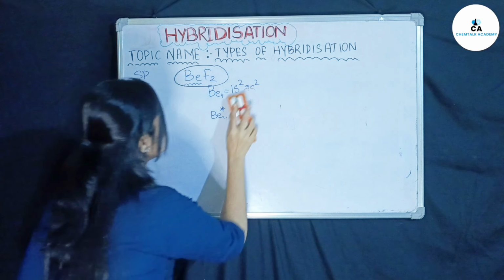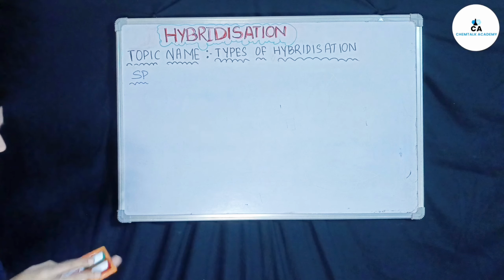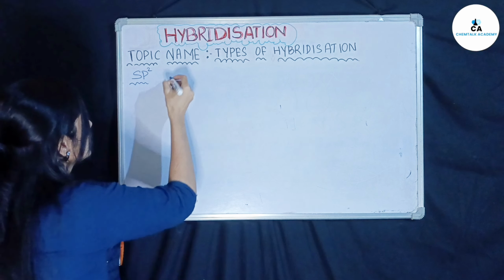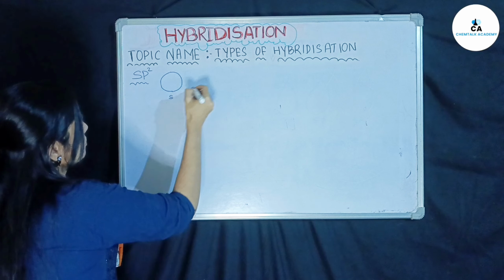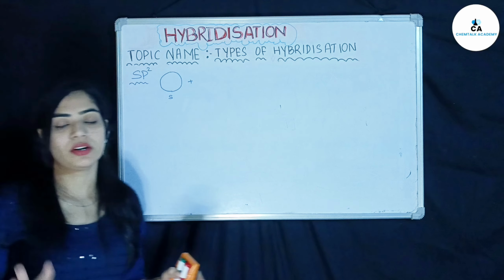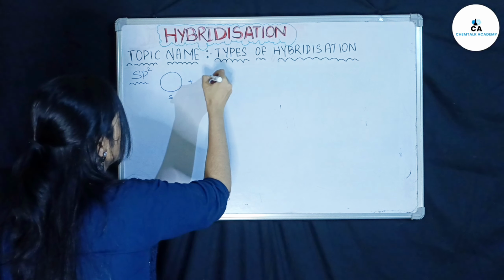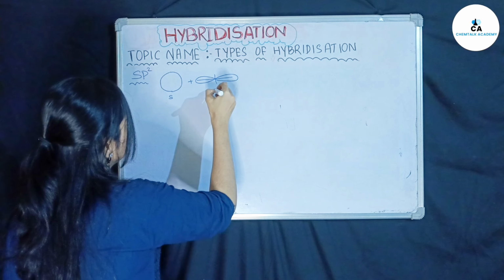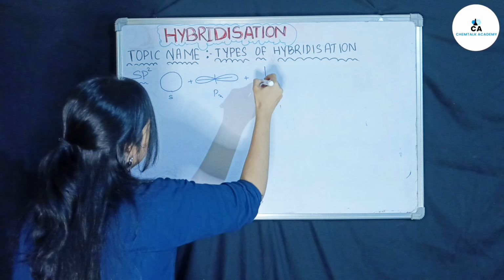Similarly, in sp2 hybridization, what will be the number of atomic orbitals intermixing? sp2. So how many s, how many p? 1 s, 2 p. One s orbital with 2 p orbitals. In the p subshell we know there are three orbitals: Px, Py, Pz. Any two you can take. So I am taking Px and another one, Py.